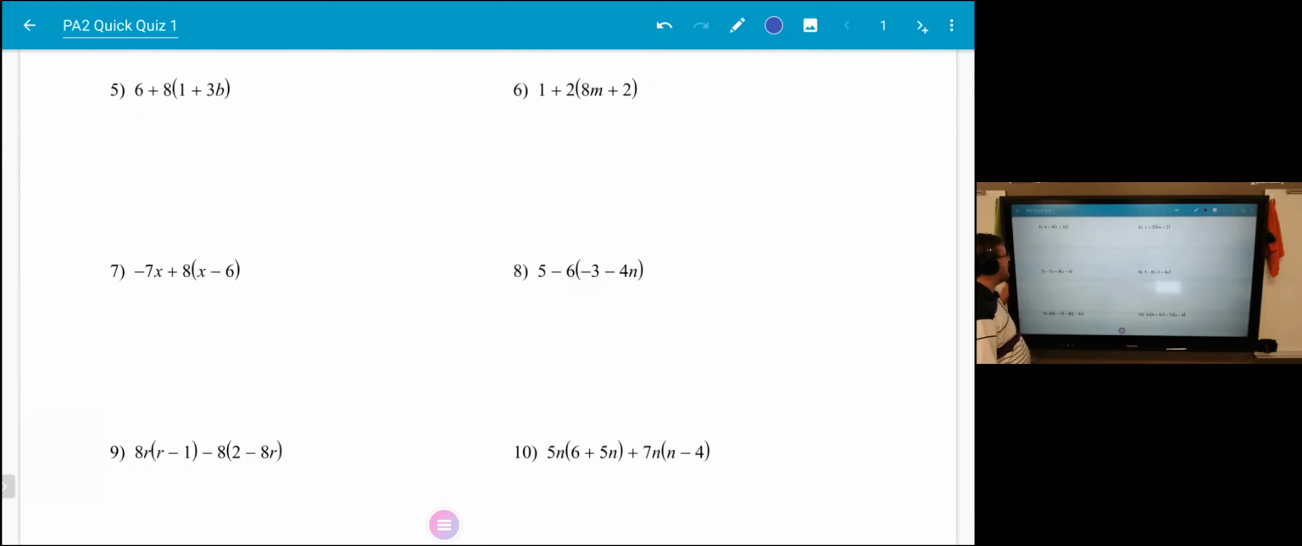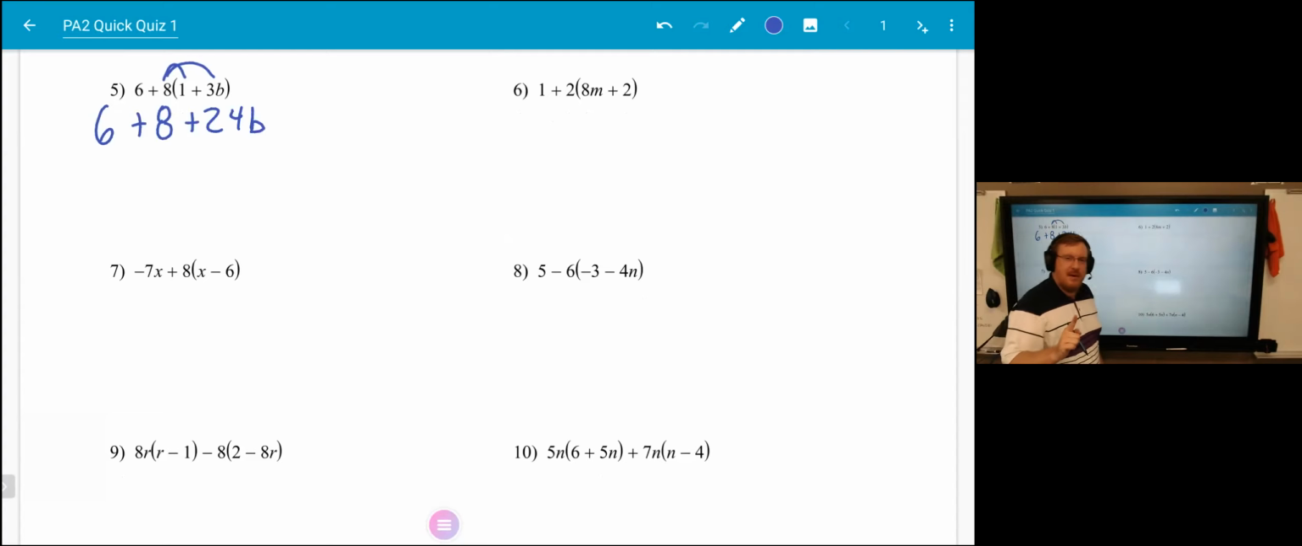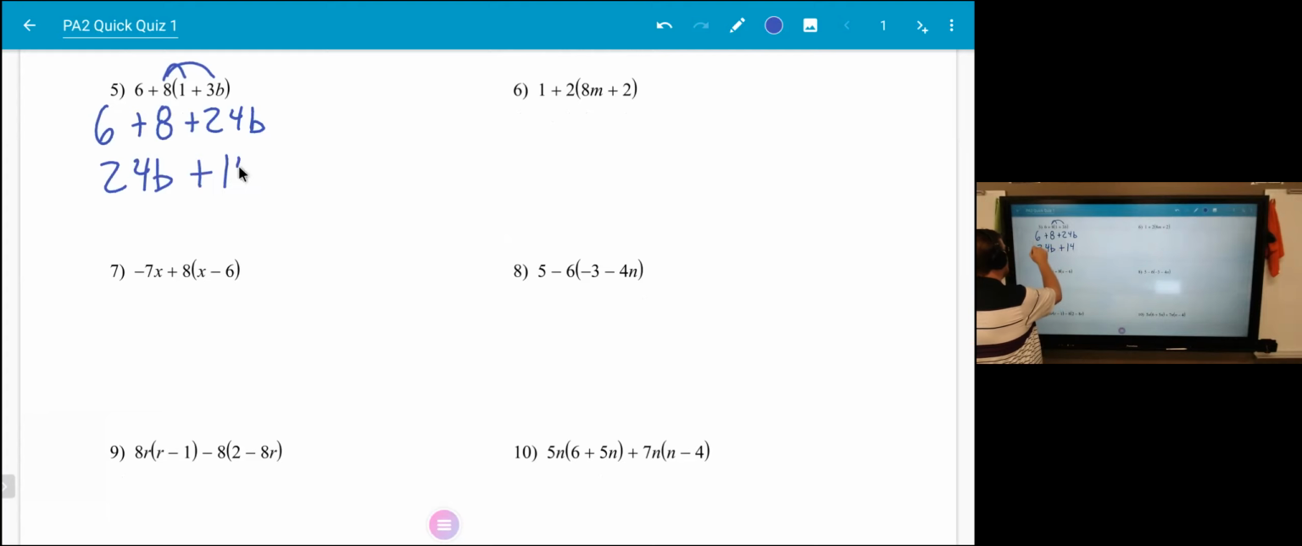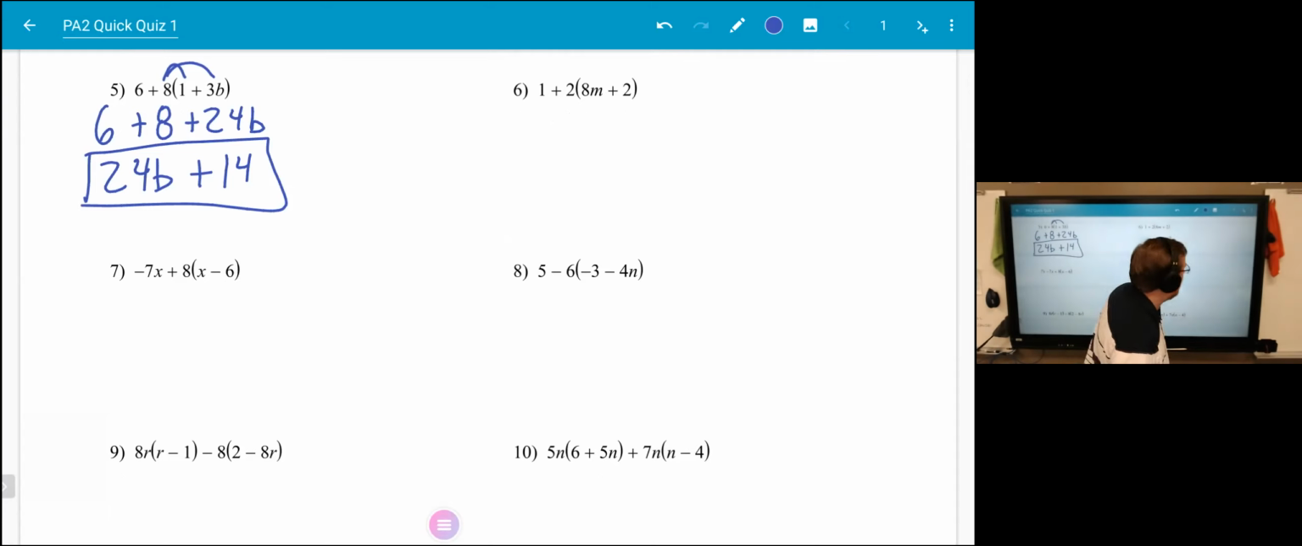All right, that's 4. Number 5. 6 plus 8 times 1 plus 3b. Well, the 6 out there is just going to hang out because nothing's happening to it, right? There's no distribution there. But I am going to distribute this 8 to the 1 and the 3b. So 8 times 1 is 8. 8 times the 3b is 24b. I'm looking here. I only see one thing with a variable. So I can't do anything else with that. 24b it is. And then what can we combine? I've got 6 and 8 to give me 14. Fantastic.